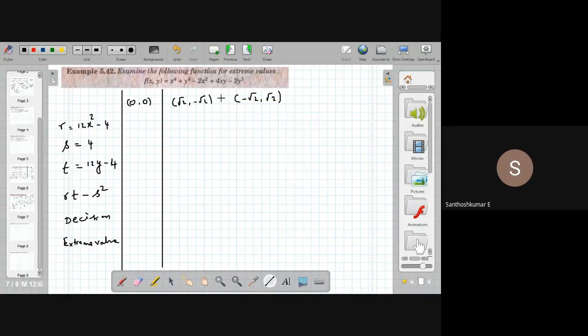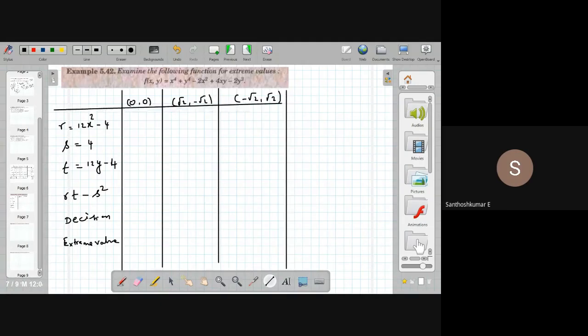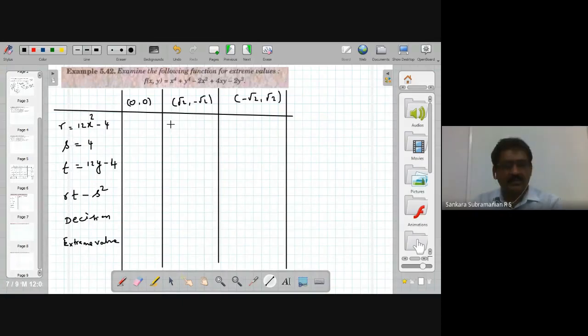Minus 4 less than 0. Okay. Minus 4 less than 0. In greater than 0. R is less than 0.